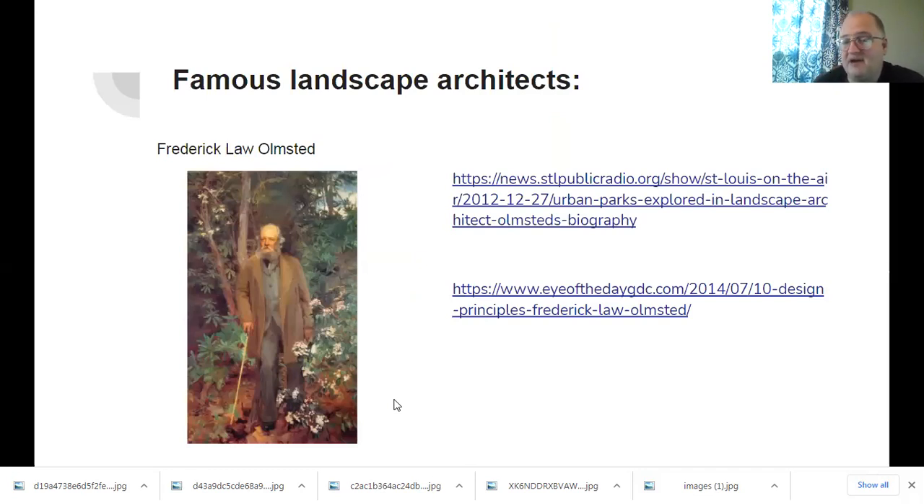The father of landscape architects is Frederick Law Olmsted. So this gives you some information on him and his design ideas. This is a good article to read on the design principles of Frederick Law Olmsted. So I highly suggest that you go ahead and read those to maybe help you with your design ideas and how you want to place that. He's a very fascinating architect to get to know and understand.